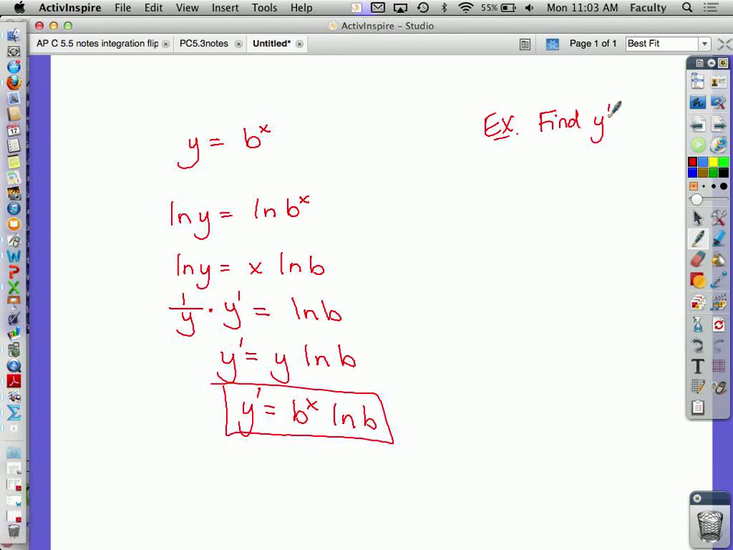Let's find y prime if y equals 2 to the x. I don't expect you to go through all that again. We now know what it is. y prime would be 2 to the x times ln 2. Okay, try it for letter B. If y equals 5 to the x, well, y prime then would be 5 to the x times ln 5.